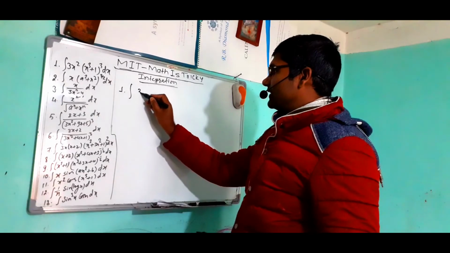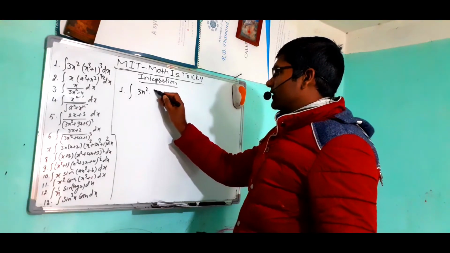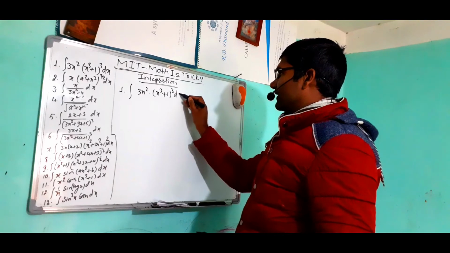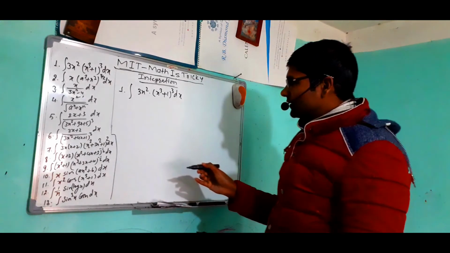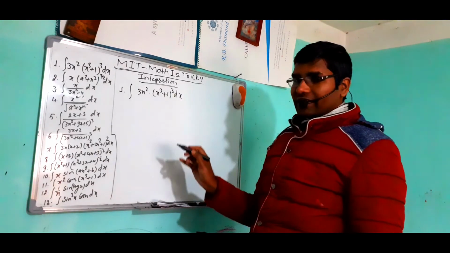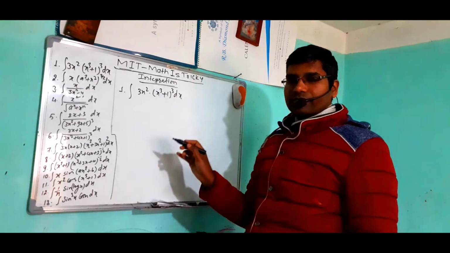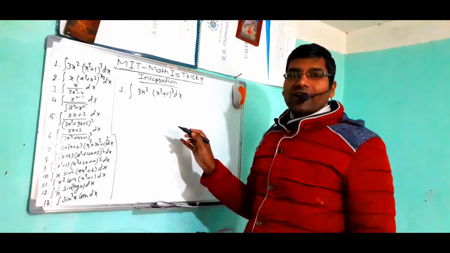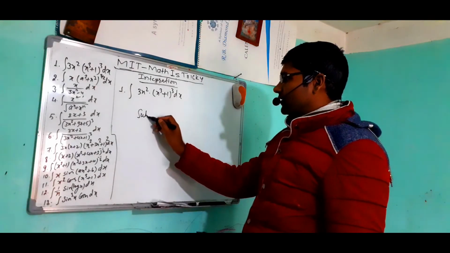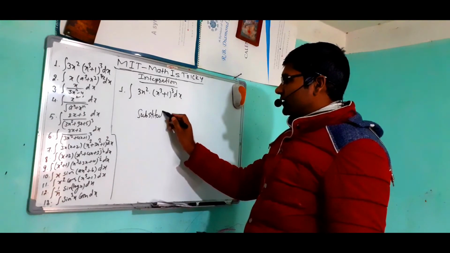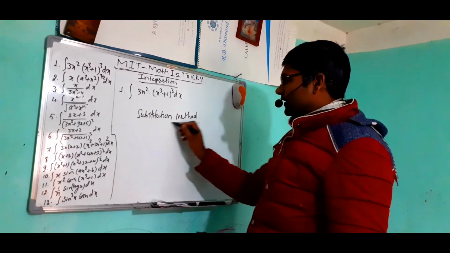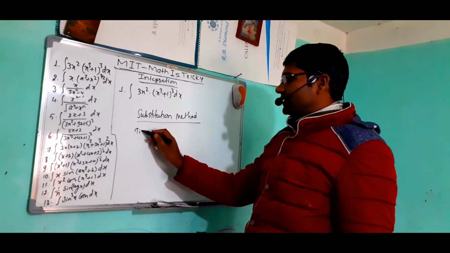Integration of 3x squared times (x cubed plus 1) whole cube dx. In this case, we are going to integrate this, but it is very difficult to integrate this if we don't have the idea about substitution. Okay, substitution method. Some tips I'm writing here.